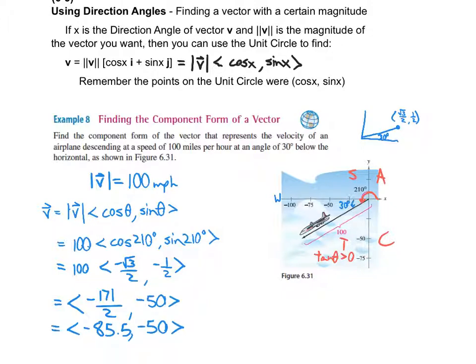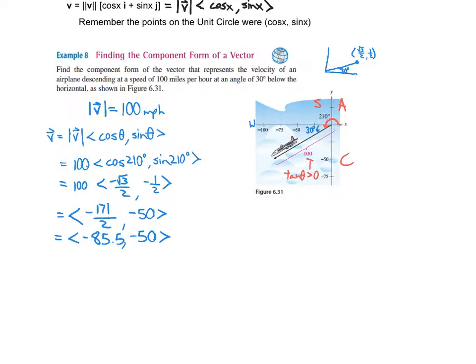Now, the question is, that's nice, what does that mean? What does this component vector mean? Because if you don't understand it, it's not going to be useful. So, this as our horizontal component means our plane is moving to the left, or we could say west in this case, at 85.5 miles per hour. So if we ignore the fact that it's going downwards, just looking at it going from right to left or east to west, it's going 85.5 miles an hour that direction.